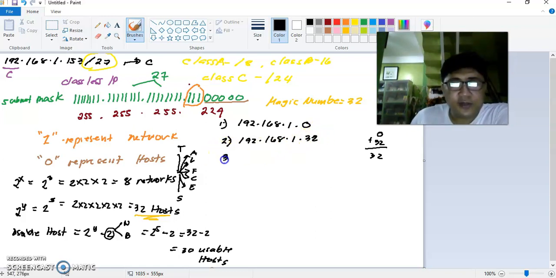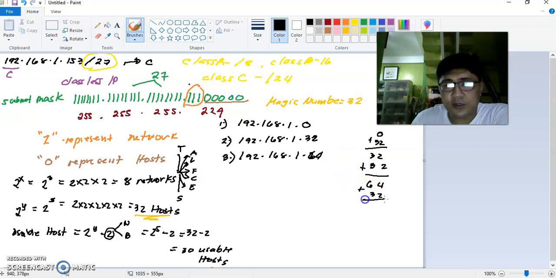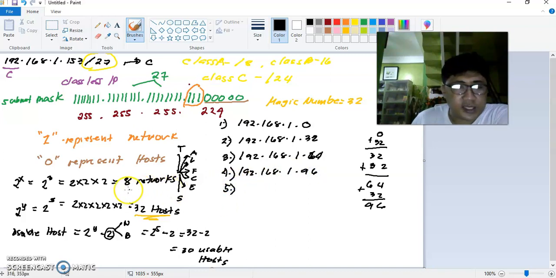So, the third one is plus 32, so the magic number, which is 64. Therefore, your next one is 192.168.1.64. Plus again 32, you have 96. So, you have the fourth one, which is 192.168.1.96. The fifth one, because as it says here, we have 8 networks.